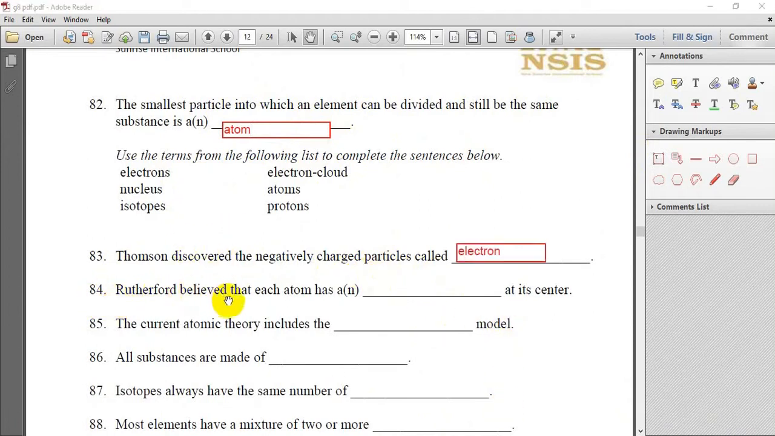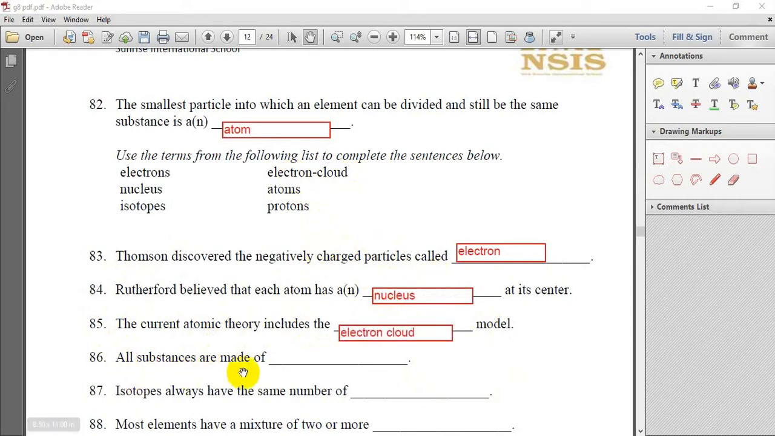84. Rutherford believed that each atom has what in its center? Rutherford, do you remember when he made the experiment of the gold foil? He discovered the center of the atom, which is the nucleus. The current atomic theory includes the what model? The current or modern atomic theory includes the electron cloud model, or that electrons move around the nucleus in a region called electron cloud.